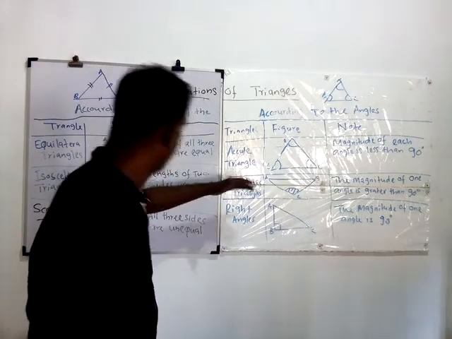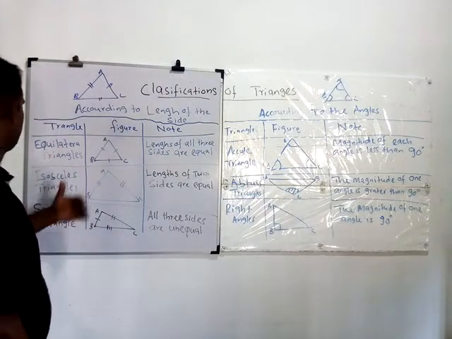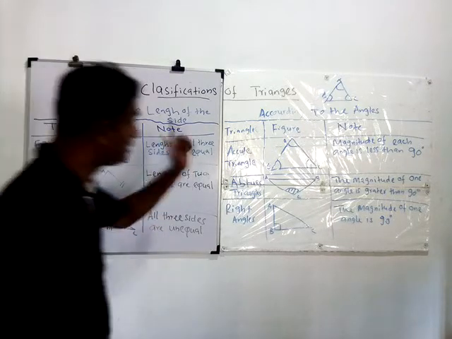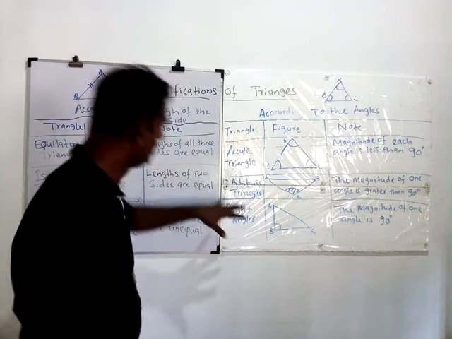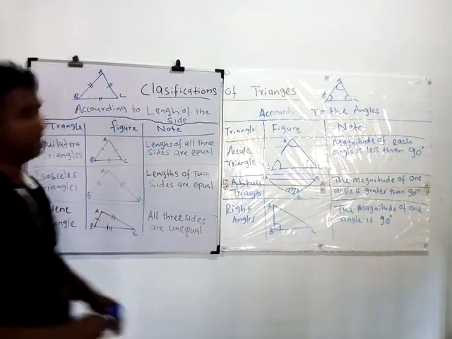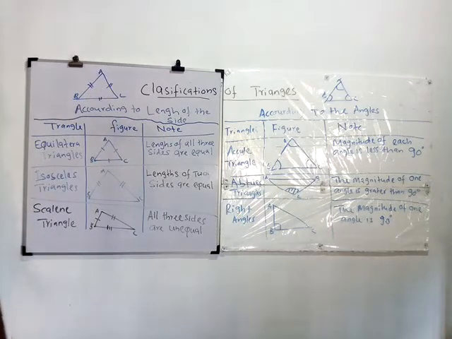You can understand now. According to the length: equilateral, isosceles, scalene. The other one is according to the angles: acute, obtuse, right. These are the categorization and classification of triangles.